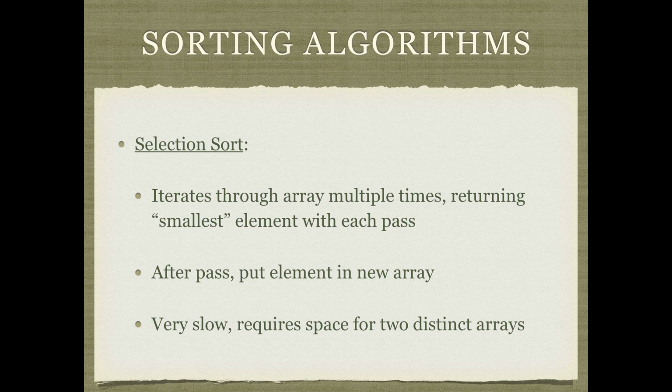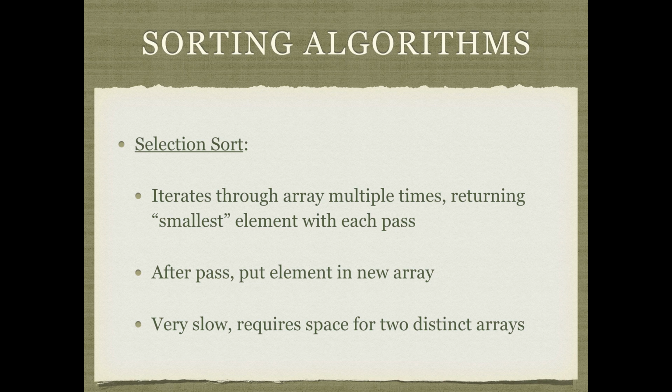You don't actually have to edit the array at all when you do searching, but sorting does manipulate the contents of the array directly. So the idea here with our first sorting algorithm, called selection sort, is that you would iterate through the array many times, and each time that you iterate through the array, you return the smallest element that you can find at that point and put it in a new array.